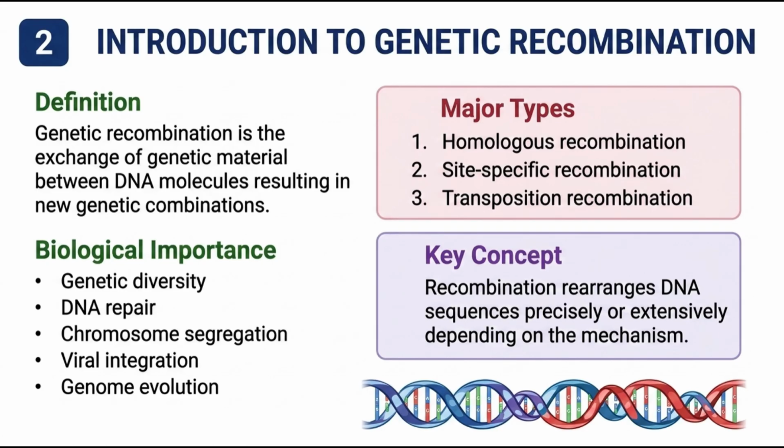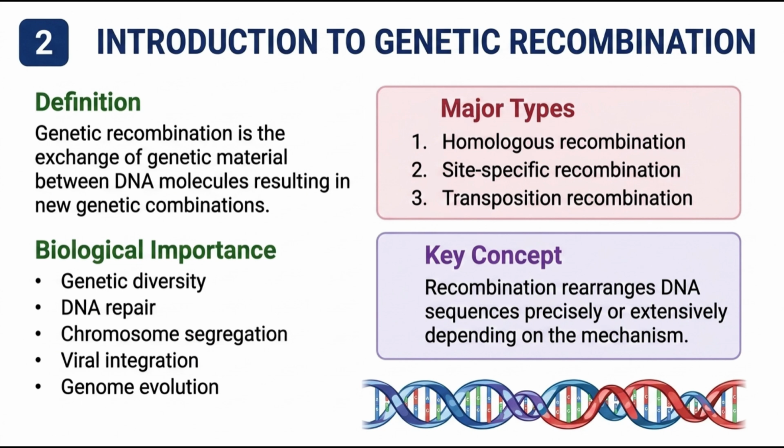Introduction to genetic recombination. Genetic recombination refers to the exchange of DNA segments between DNA molecules resulting in new combinations of genetic material. Recombination is biologically very important because it generates genetic diversity, repairs damaged DNA, helps proper chromosome segregation, and contributes to genome evolution.